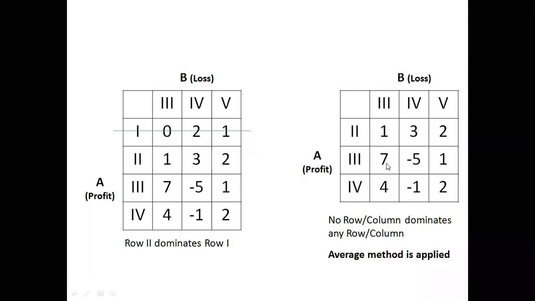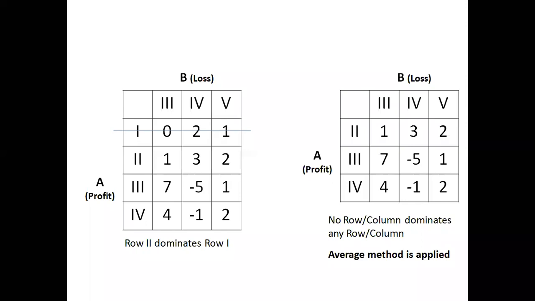Now how will you reduce this game to 2 by 2? In order to reduce this game, you have to apply a method called the average method. Now what you do is, you consider the average of any two rows or columns, and you compare that average with the remaining row or column.